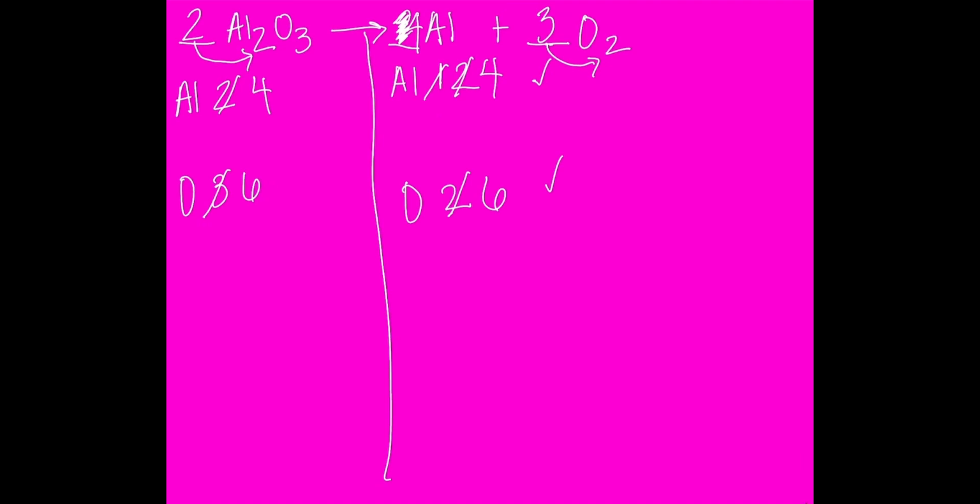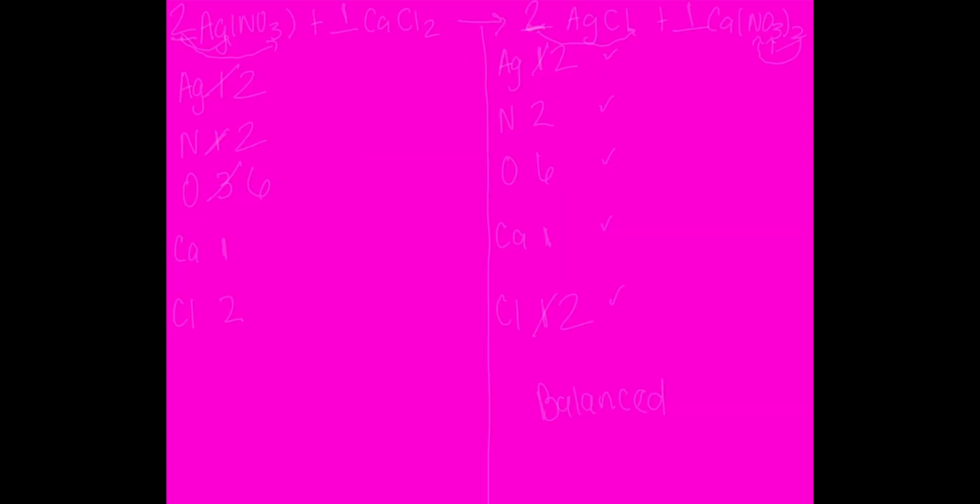All right. Now let's do one last example that I think is a bit tricky, but it's something that we can handle, you know? All right, so we have AgNO3 plus CaCl2 yields AgCl plus Ca(NO3)2. All right. So let's get to it.